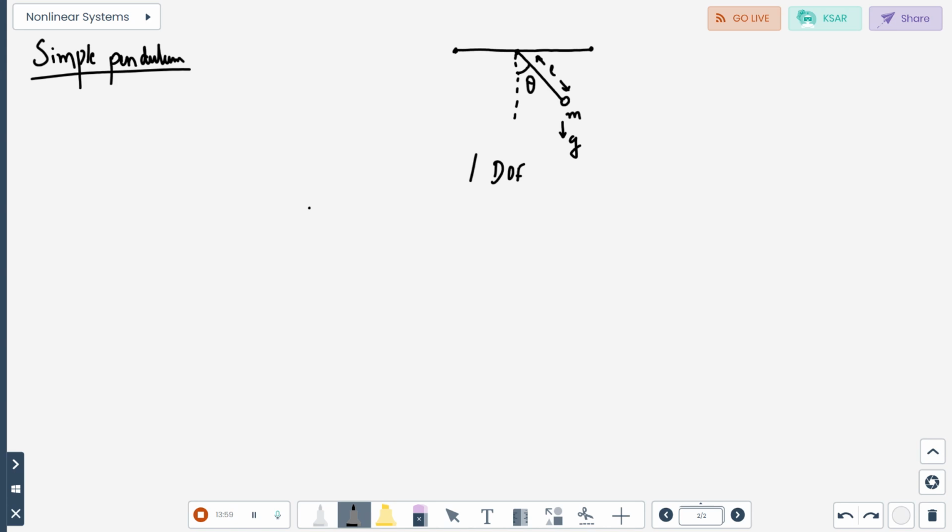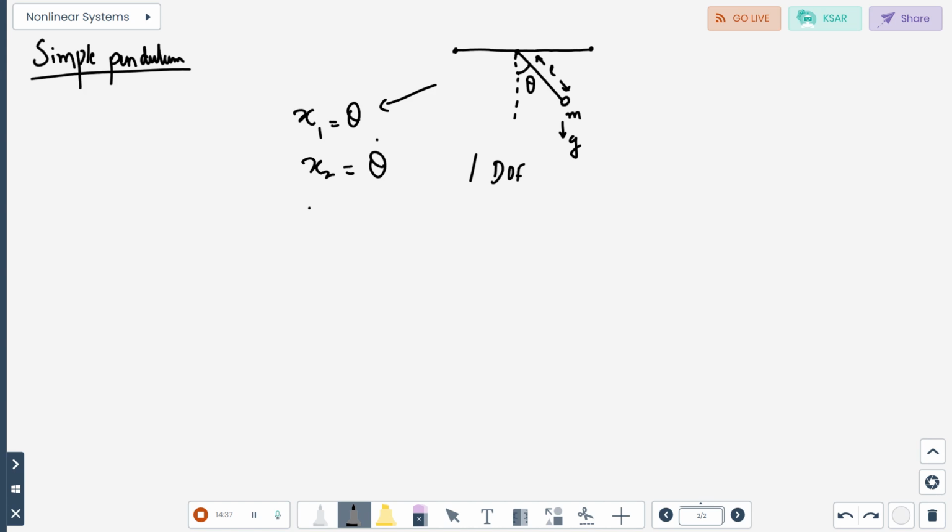So this example, the dynamics of a simple pendulum in all its forms, has been extended to various applications, and this therefore represents a very important example. Now we are taking a simple pendulum to start with. As I said to you, the degree of freedom for this simple pendulum is only 1, and we can represent the state variables as x1 equal to theta and x2 equal to theta dot.